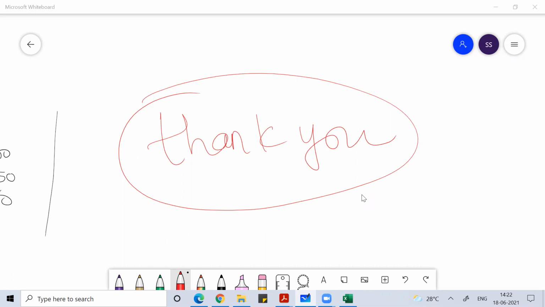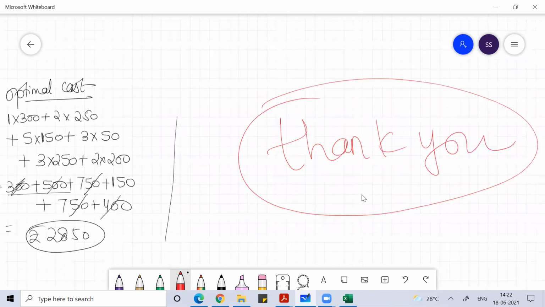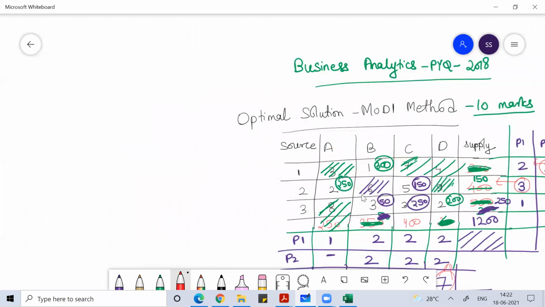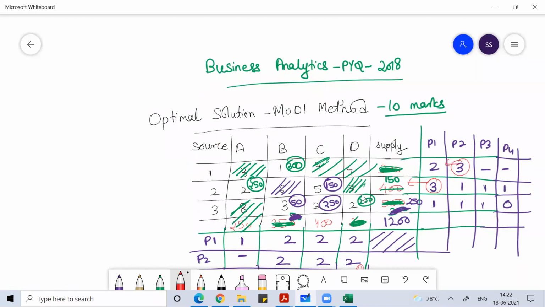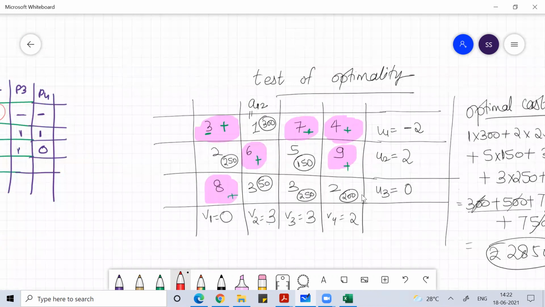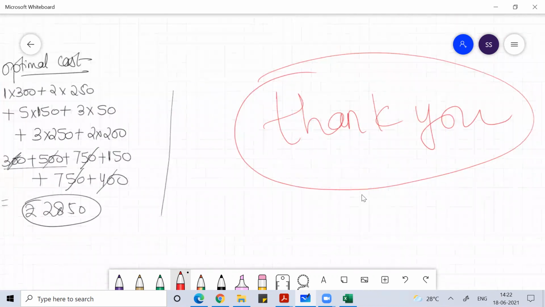So I hope, guys, you have understood what we have done in this class. We have basically discussed the problem which came for 10 marks, for the subject called business and ethics in the year 2018. This was a 10-mark problem where we need to find the optimal solution using the modified distribution method. So we got the initial basic feasible solution by the Vogel approximation method, and then we used the test of optimality. And once we found the optimal solution, that gave us the answer.